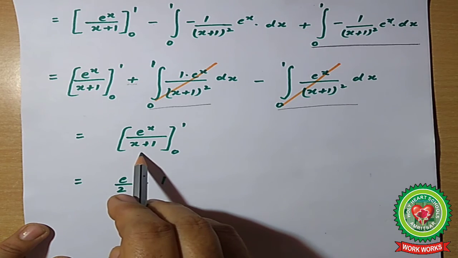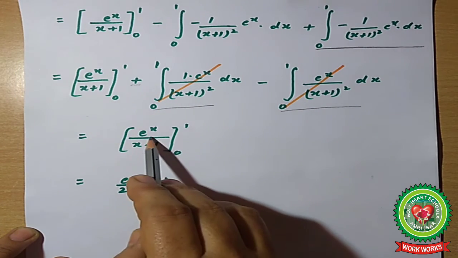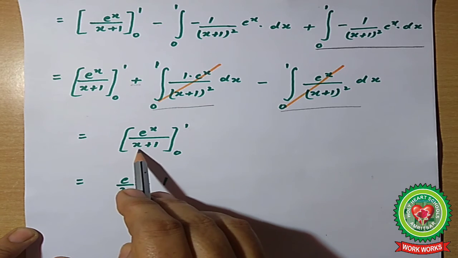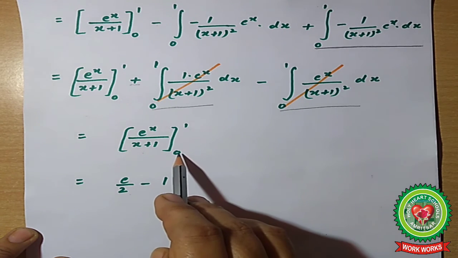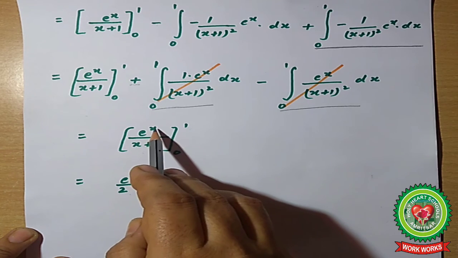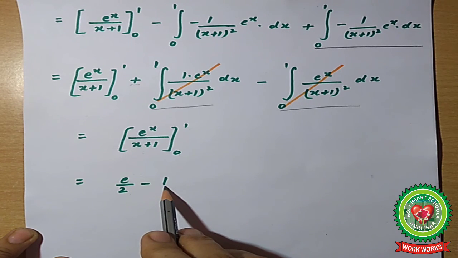Now we can put the values there. So when we put the upper limit, it will be equal to e raised to power 1 upon 1 plus 1, e raised to power 1 upon 2. When we put the value 0 here, it will be equal to e raised to power 0 upon 0 plus 1. It will be equal to e raised to power 0 is 1.